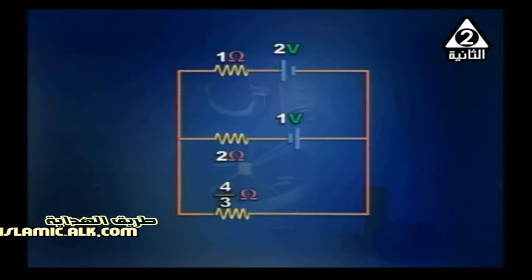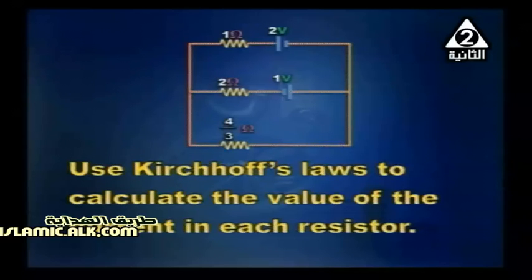Here in front of you, we've got a circuit. The circuit contains 2 batteries, a 2 volt battery and a 1 volt battery. And we've got 3 resistors: 1 ohm, 2 ohm, and 4 over 3 ohm. Use Kirchhoff's laws to calculate the value of the current in each resistor.